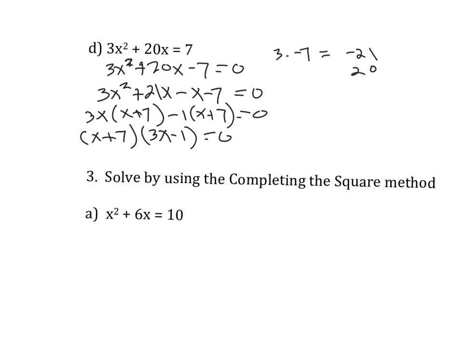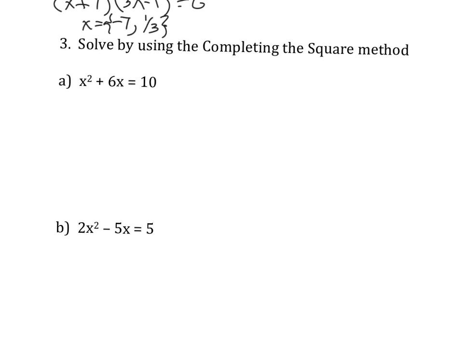That would give us the solutions of x would be equal to -7, or x would be equal to positive 1/3. Okay, solved. All right.